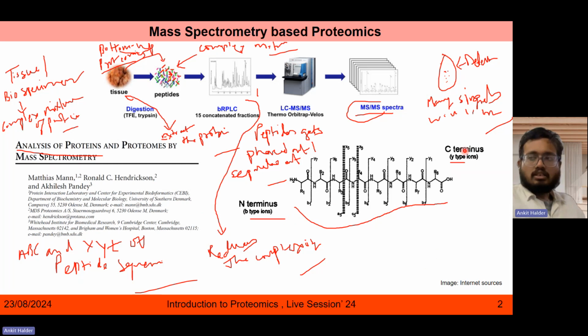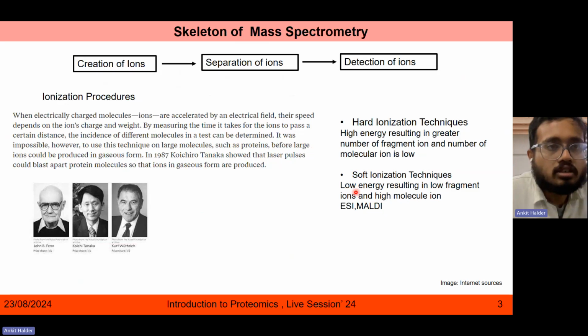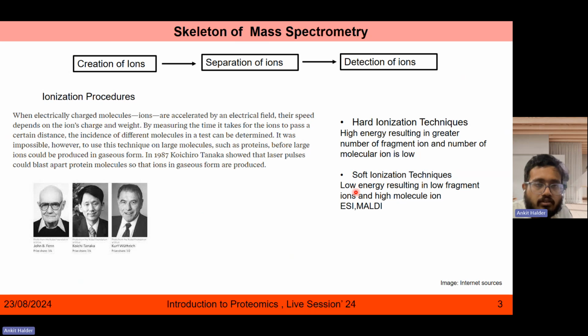I have just briefly talked about the terminals, these ions, the types of ions and all. But yes, definitely, once we move ahead, we can talk in detail about those ions, how those are identified and how we can deduce the sequence of the peptide, which we will be talking about in some time. So if we talk about the basic skeleton of mass spectrometry, first we said there is the creation of ions, separation of ions and detection of ions.